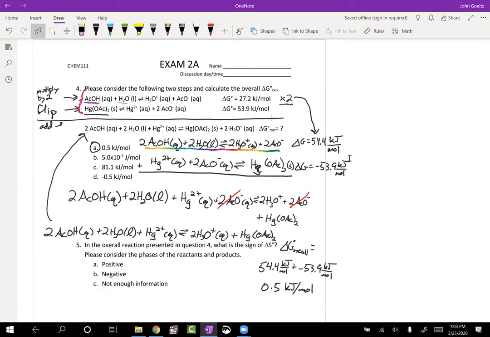Another question was, does it matter which reaction you flip? Yes, it does. It does matter which reaction you flip, because if you flip the wrong one, then you'll change the sign on the wrong one. So you need to look at what's in the reactants and what's in the products and decide which of these reactions you need to flip to get to the overall. Okay, a couple of good questions there.